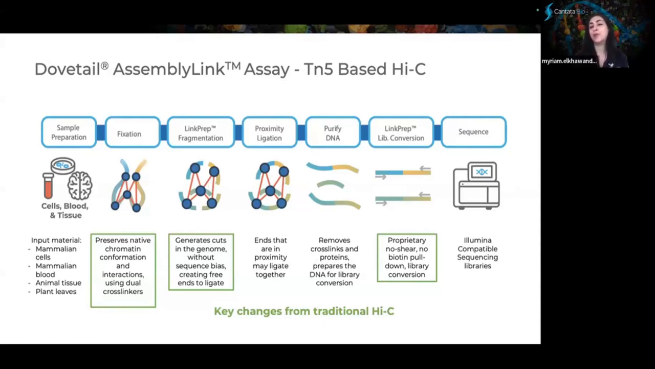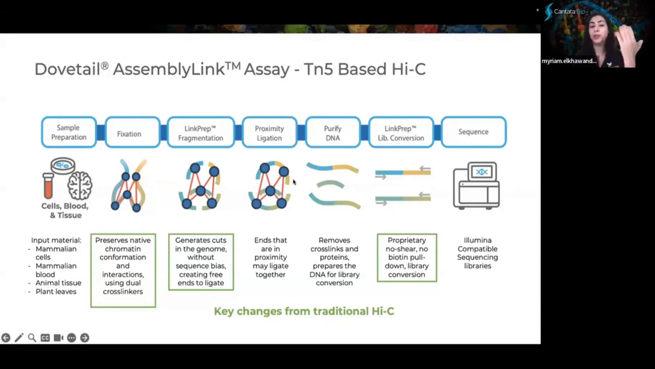So unlike a restriction enzyme, it's not biased by a specific site on the genome. So what it allows you to do is have an even fragmentation of the chromatin that results in a uniform coverage and an unbiased coverage.